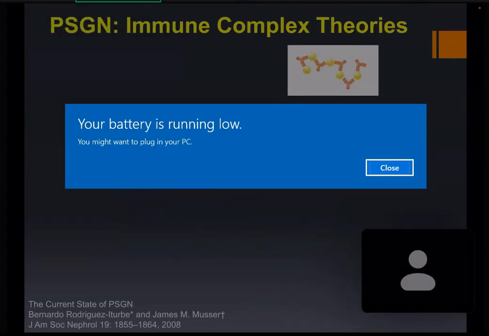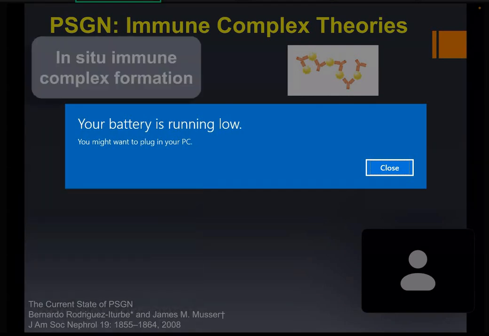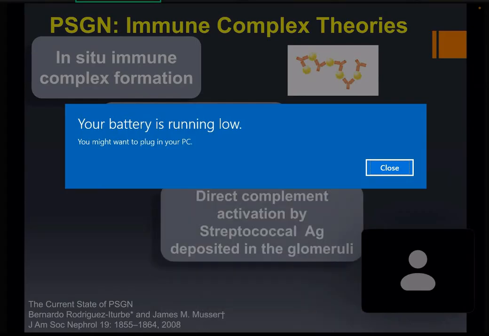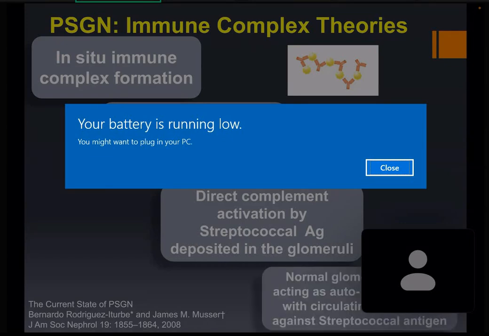Now, what happened? There are theories that lead to the deposition of these organisms or antigens into the glomerular basement membrane. At first, there's what we call in situ immune complex formation, meaning there's a formation of antigen-antibody complexes in the circulation, and it will be deposited into the glomerulus. And this will cause a direct complement activation by a streptococcal antigen in the glomeruli.